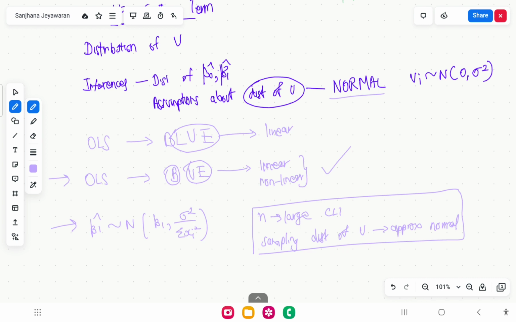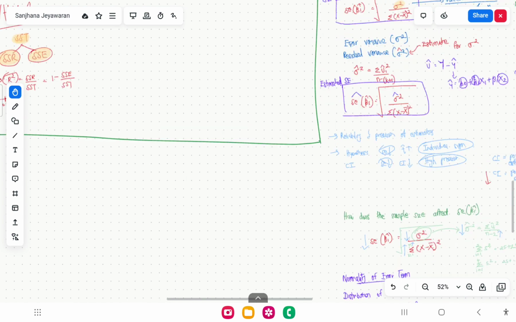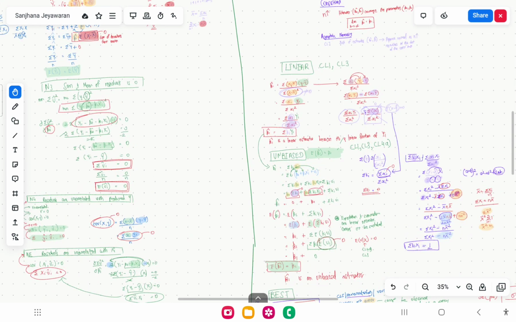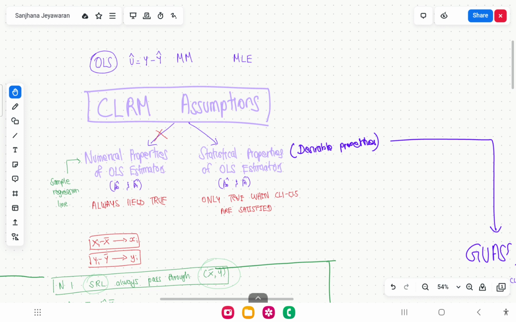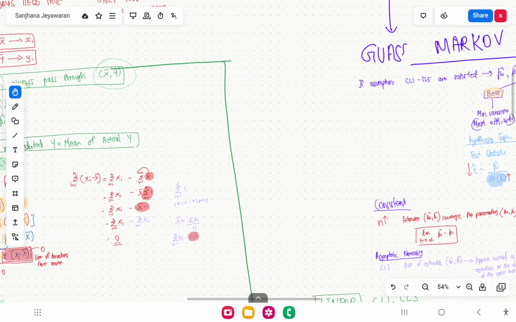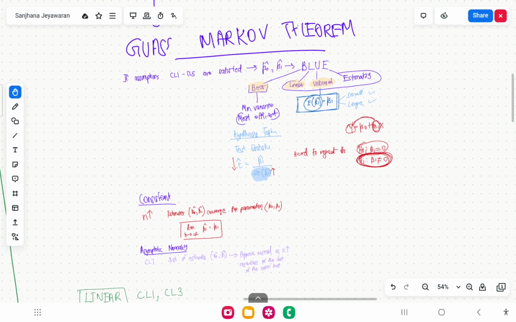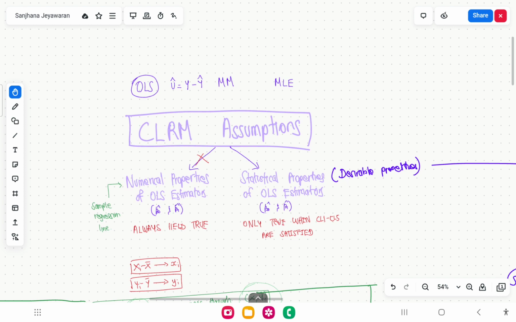Now look into slide 41 if you have the slides. They have made a comparison between numerical and statistical properties. The numerical properties, as we have discussed, n1 to n5, are always true irrespective of whether the CLRM assumptions are satisfied or not. But this doesn't work the same for statistical properties. Only if the assumptions are true do the statistical properties hold, that is, the desirable properties mentioned in the Gauss-Markov theorem, and other than that, consistency and asymptotic normality as well.